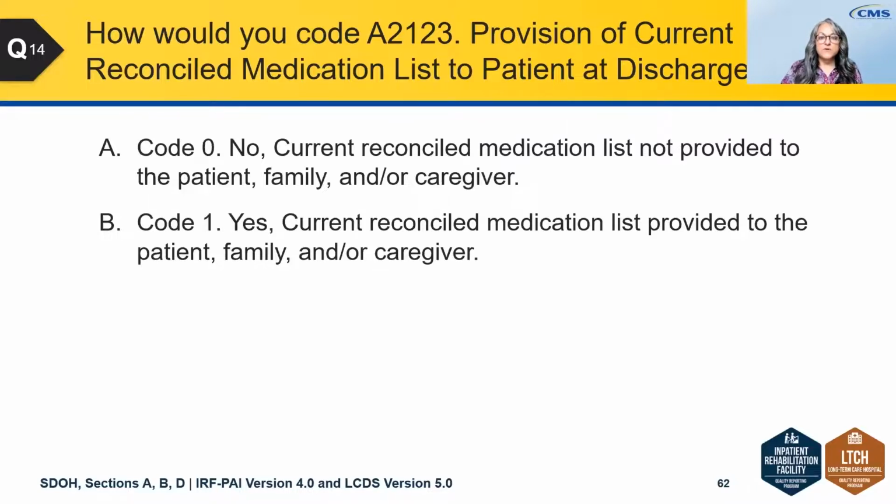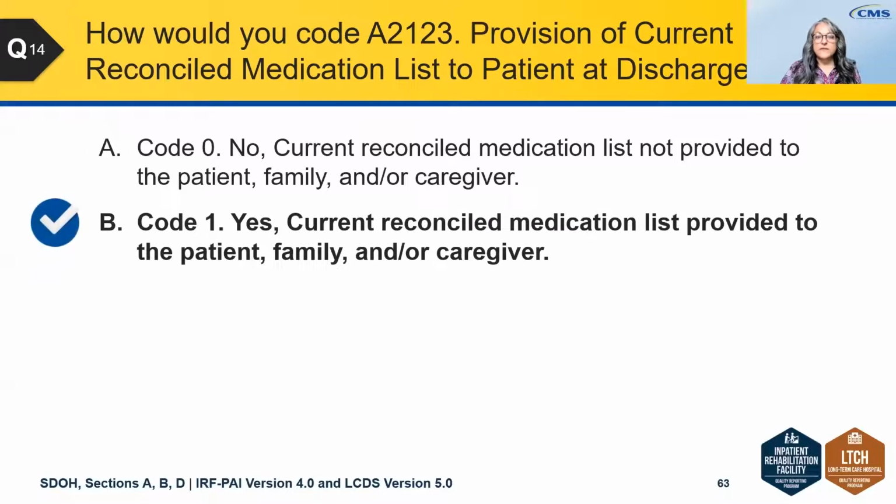So how would you code A2123, provision of current reconciled medication list to the patient at discharge? Would you choose A, code 0, no? Current reconciled medication list not provided to the patient, family, or caregiver? Or B, code 1, yes. Current reconciled medication list provided to the patient, family, and or caregiver. I'll just give you a couple more seconds on this one. Okay, let's close the poll on this one. And move to the answer slide, please.